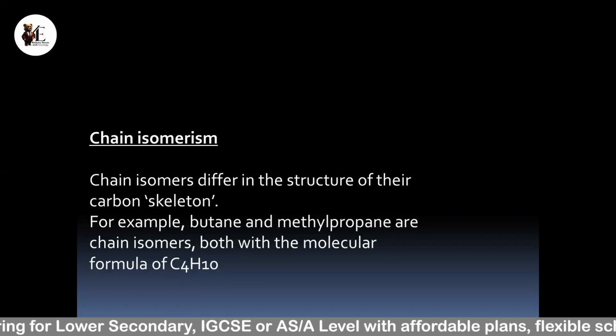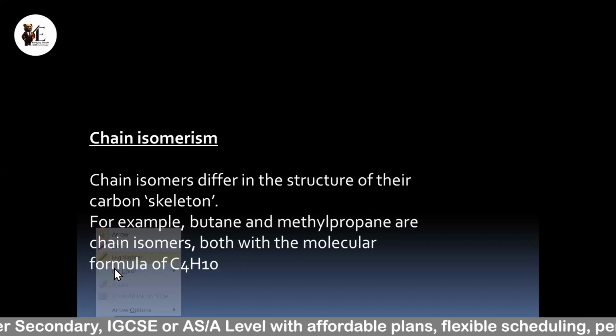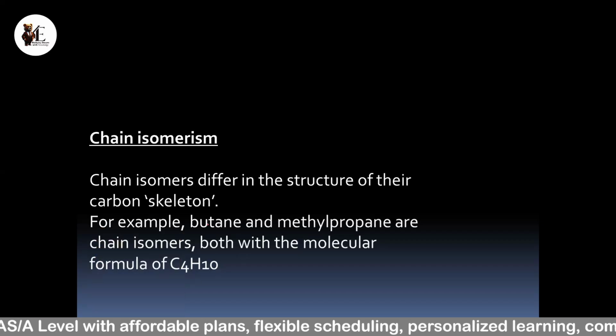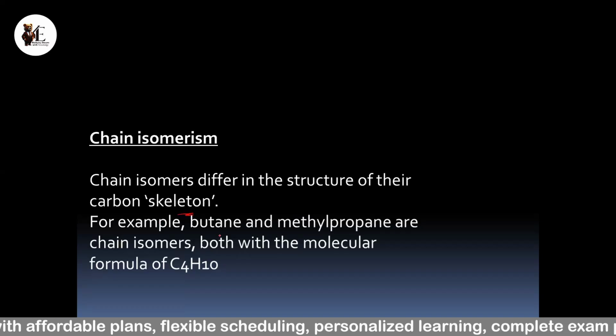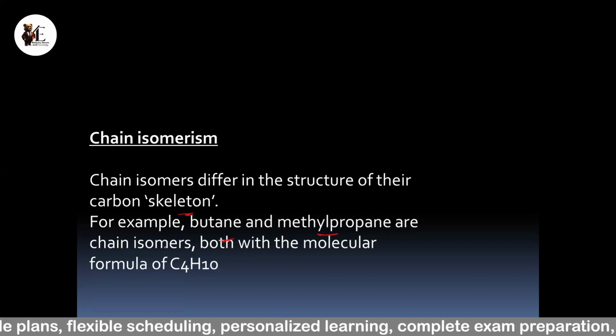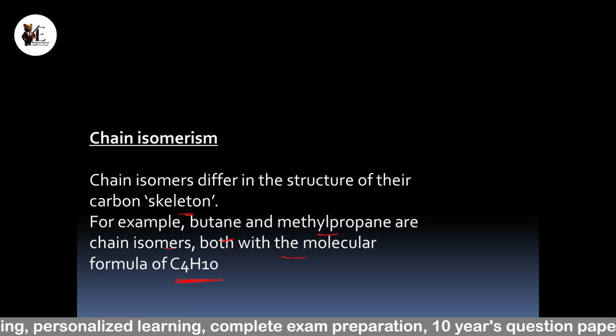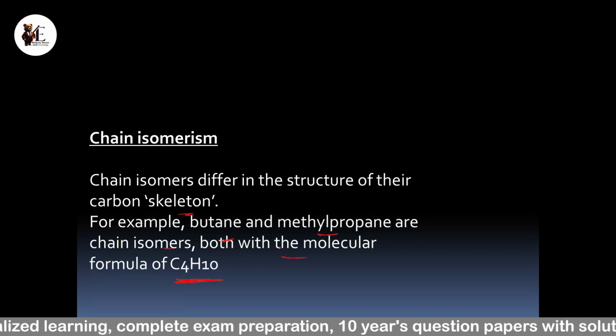So two isomerism we have discussed, position and functional. Next one is chain isomerism. So basically they differ in their structure of carbon skeleton. Butane and methyl propane, they are chain isomers both with the molecular formula C4H10. So I want you to draw the displayed formula of butane and methyl propane.